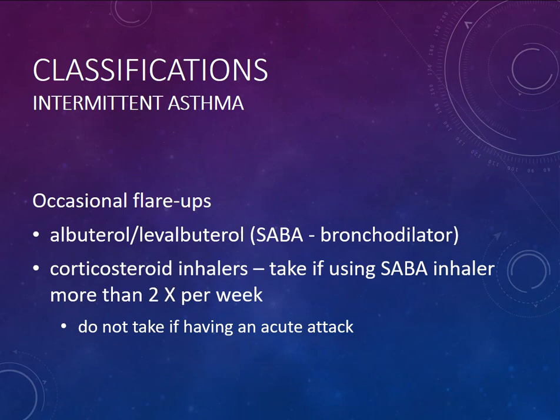Okay, so classification of asthma severity. With intermittent asthma, patients will experience occasional flare-ups. Medications that we're going to use are albuterol, or levalbuterol is the other name, which is a SABA, or a short-acting beta-2 agonist. It is a bronchodilator and works by relaxing smooth muscles. You're going to talk in great detail about these medications in pharmacology, so I'm not going to go into detail for your med-surg class. All patients with asthma must have a short-acting beta-2 agonist on board, so that's something you want to remember.